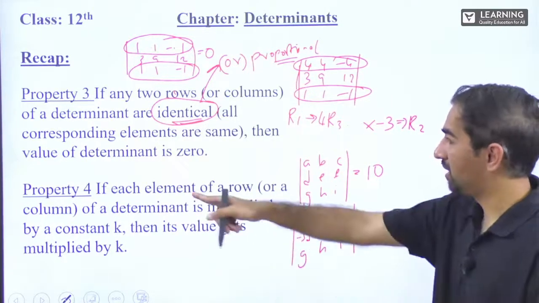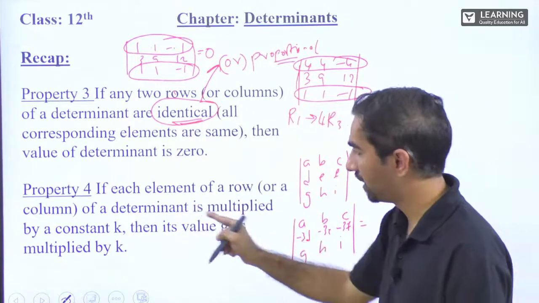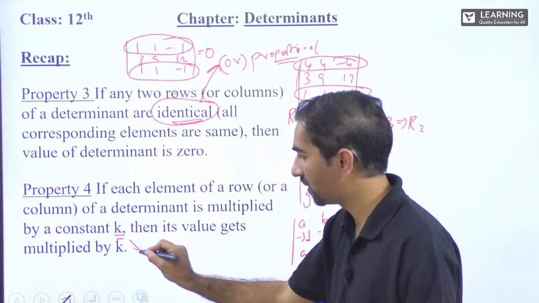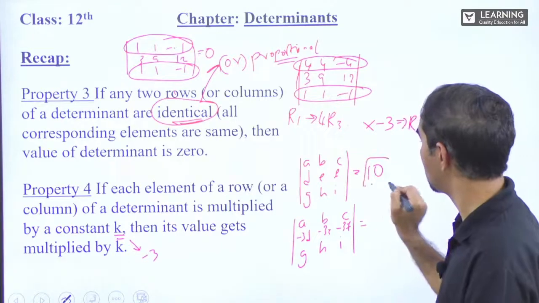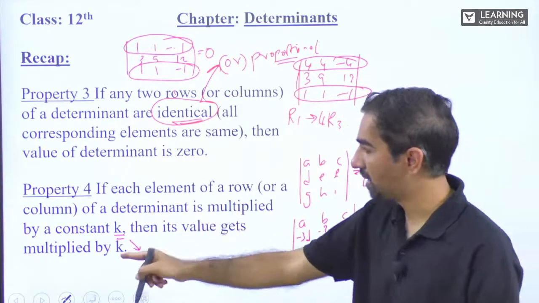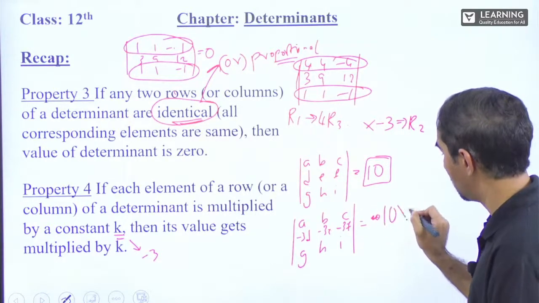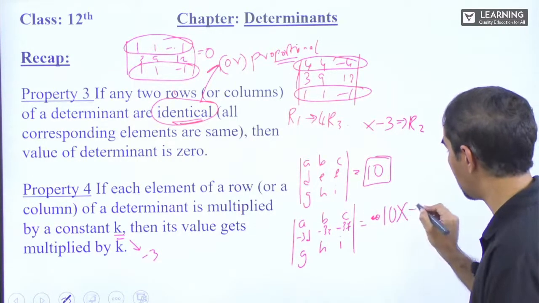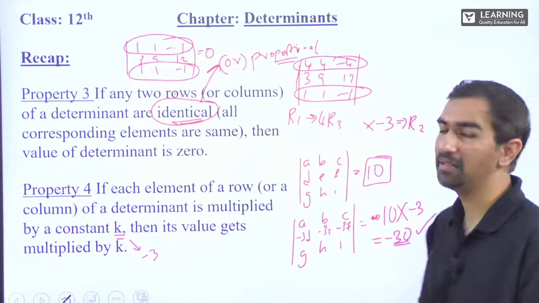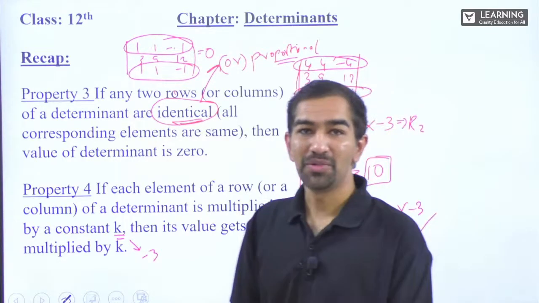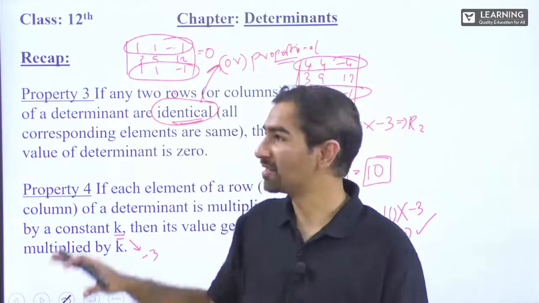Correct. So read that: if each element of a row or a column of a determinant is multiplied with a constant k. What is the constant we have taken here? Minus 3. Then what is the value of this determinant? See here, 10. Then its value gets multiplied by k. So here we can write 10 into, what is the constant we had multiplied? Minus 3. So 10 into minus 3 is equal to minus 30. So this is property number 4, students. Properties 1, 2, 3, 4 we had already seen in the previous class. This is just a revision.